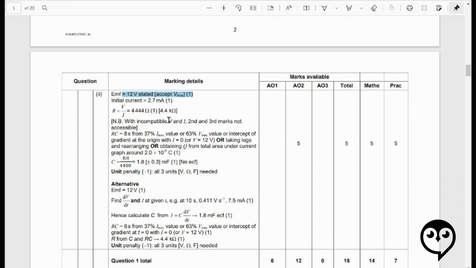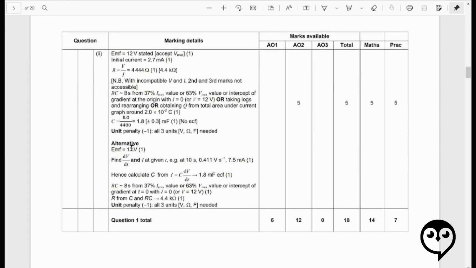With incompatible voltage, and I did no. Okay, so something about you can't get the second or third marks if you don't have I's and V's that match up here. And then our constant, and there we have it. Okay. Or taking logs and rearranging. Yeah, you could have done it that way.